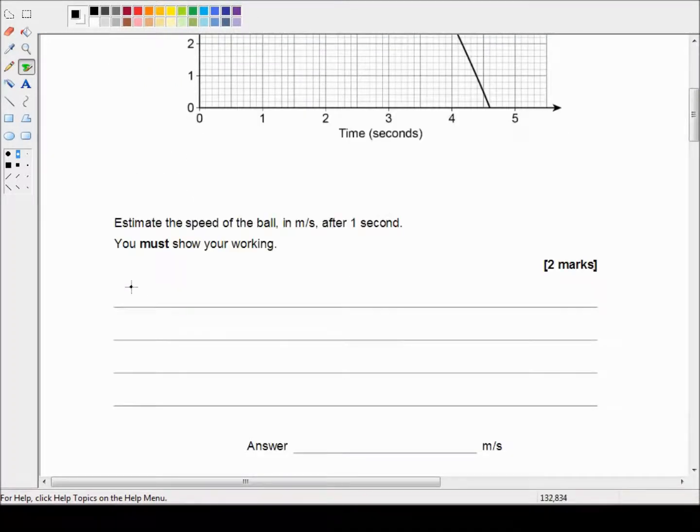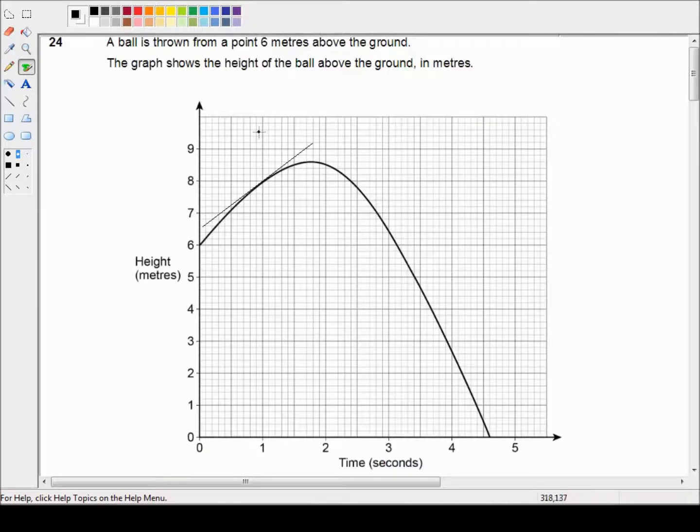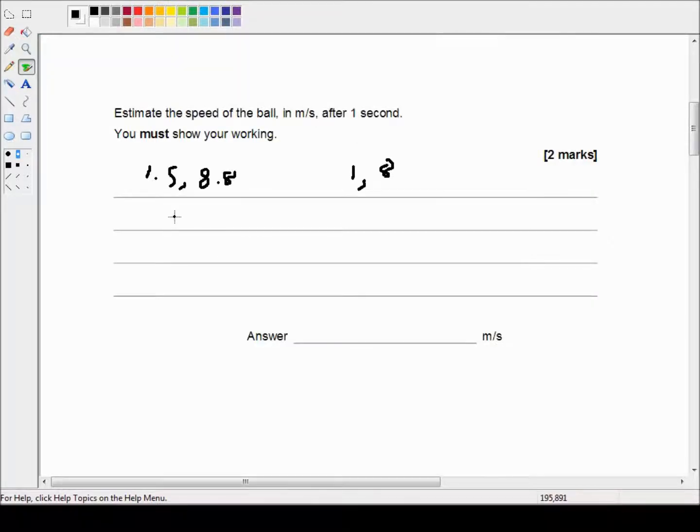So when x equals 1.5, y equals 8.8, and when x equals 1, y equals 8. So the slope is rise over run, so that's the difference in y, how far up the y-axis it's gone, divided by how far across the x-axis it's gone. So that's 8.8 minus 8, so it's gone up 0.8, divided by 1.5 minus 1.